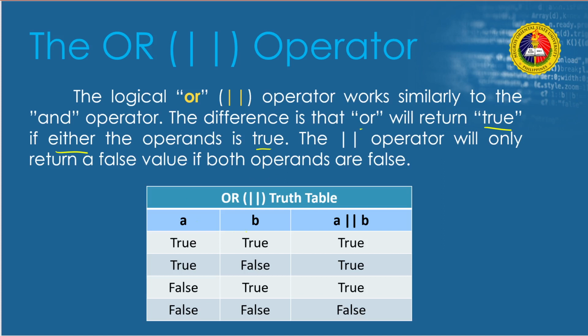For example, if both A and B are true, then A or B is true as well. If A is true and B is false, it's still true because either one is enough. If A is false and B is true, then A or B is true. But if A and B are false, then A or B is false. Do you follow? Yes. So again, in the AND truth table, make sure that both of the operands are true, but in OR, even just one.